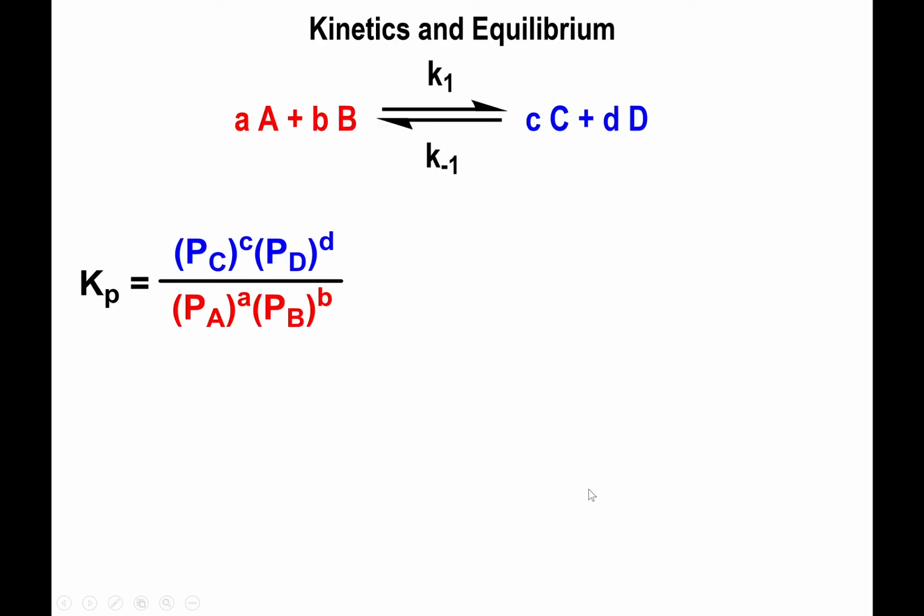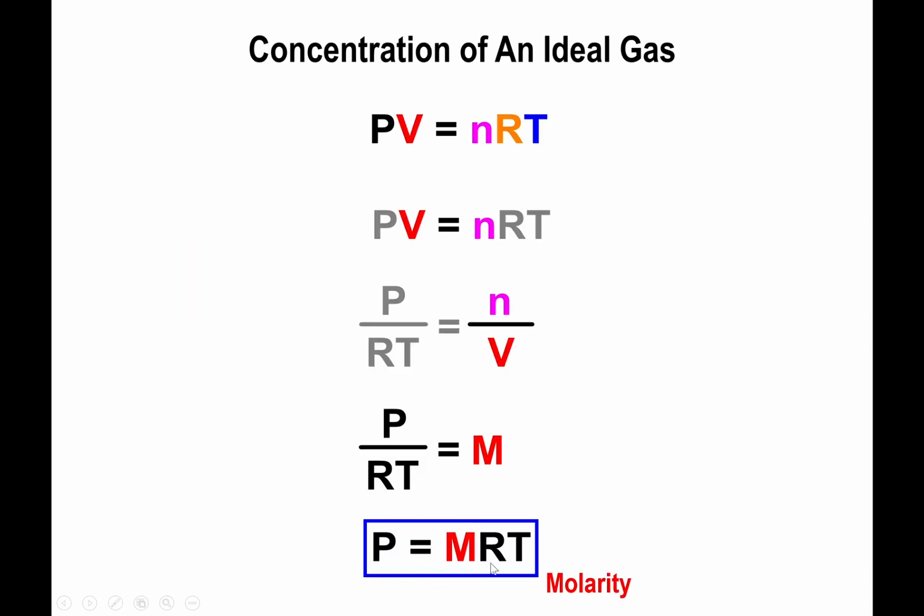Alright, so check this out. When I take this equilibrium constant for the partial pressures, we have partial pressure of C, partial pressure of D, partial pressure of A, partial pressure of B. I'm going to literally input this expression for the partial pressure. Whenever I see P, I'm going to input concentration in molarity terms times RT.